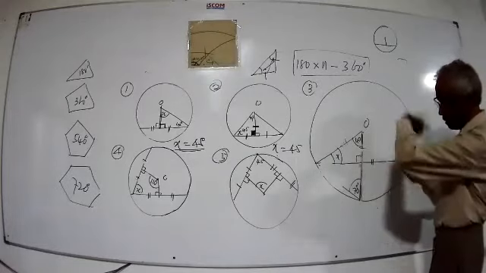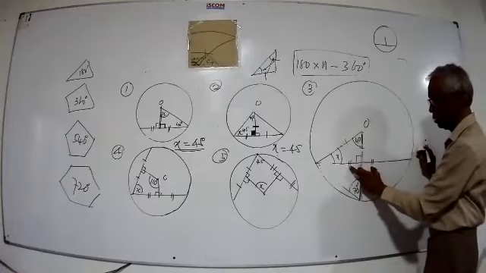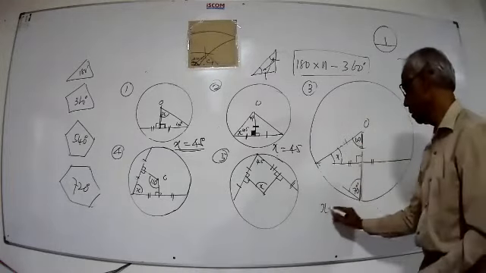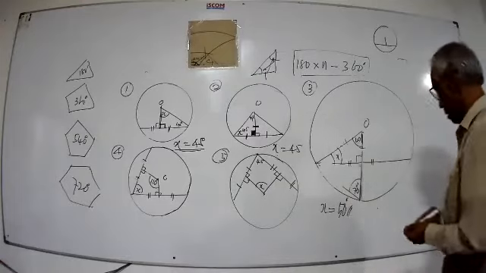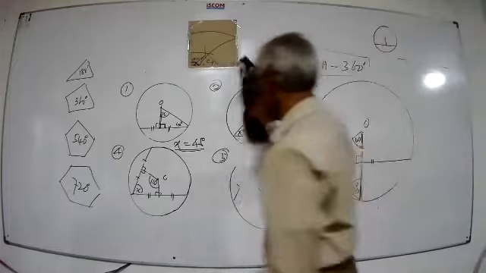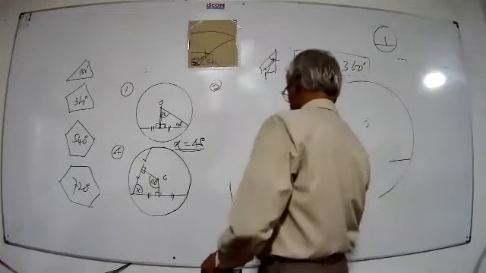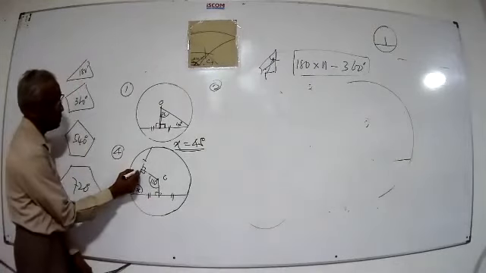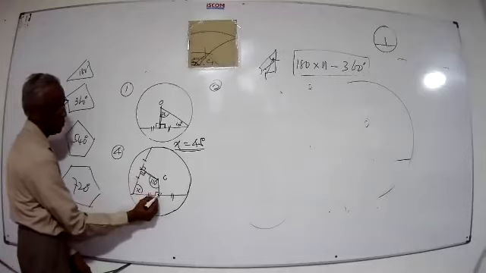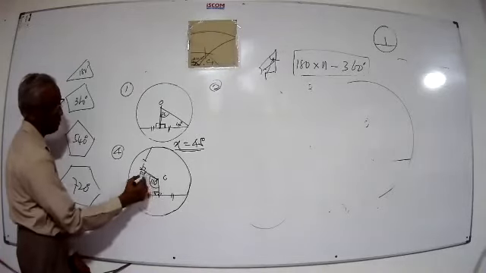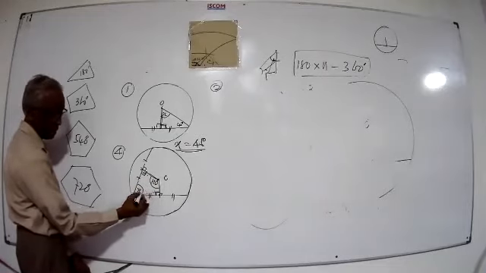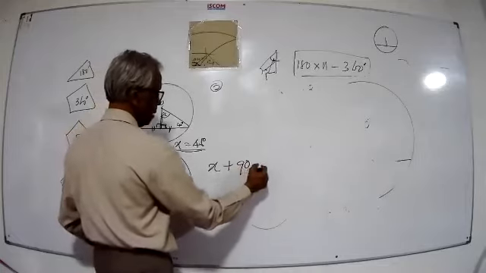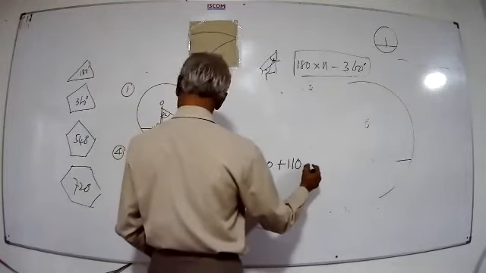This is 90, our theorem we did today. This is the midpoint, this is the center, then this is 90. This is the midpoint, this is the center, this is 90. Sum of the interior angles of a quadrilateral is 360. You can write x plus 90 plus 90 plus 110 equals 360.